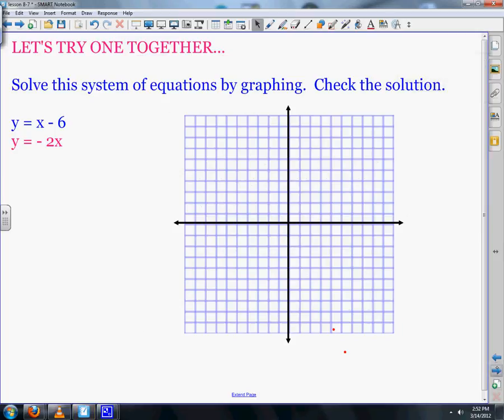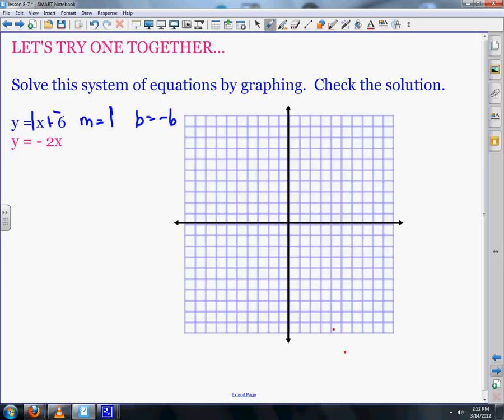So let's look at the first example. We will graph the first equation in blue. So we need to identify what the slope is. There's not a number in front of the x, remember it's 1, so the slope is 1. And the y-intercept, which is b, is -6. Remember, sometimes we want to change minuses to plus a negative.